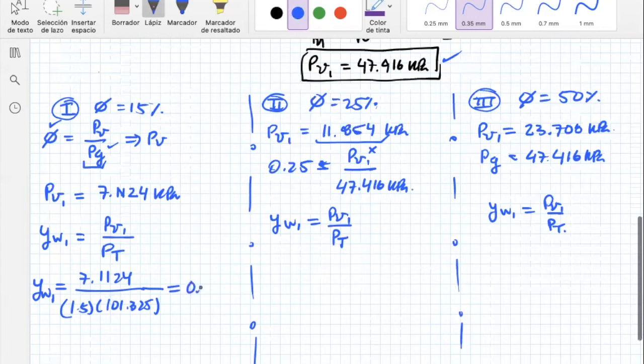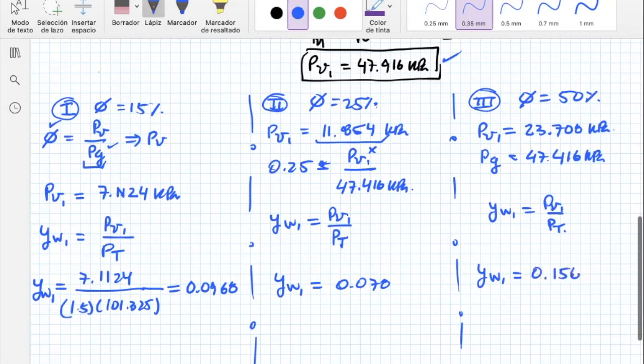Therefore, this is 0.046468. This is for this case. This one is 0.078. And for this one, the molar composition of water at stream 1 is this one. So there are different molar compositions because the relative humidity is different. That's what's happening. Therefore, with that information, I now know 3 different molar compositions for air, because there are 3 different amounts of water in this stream.